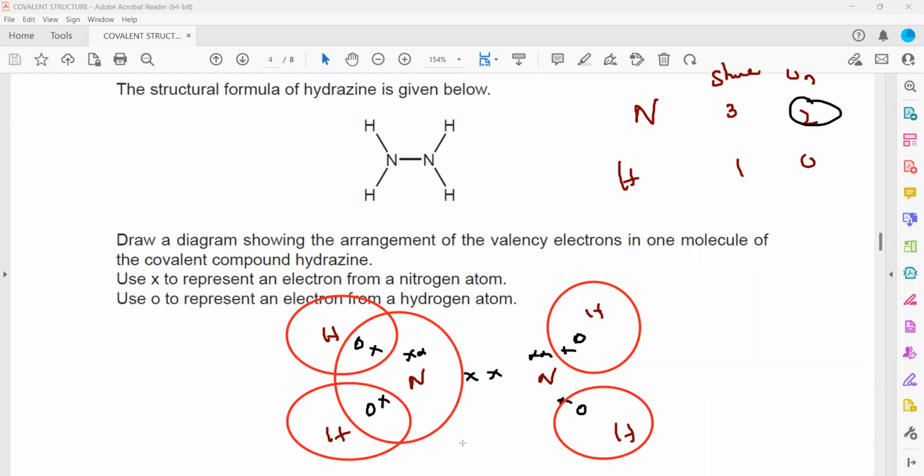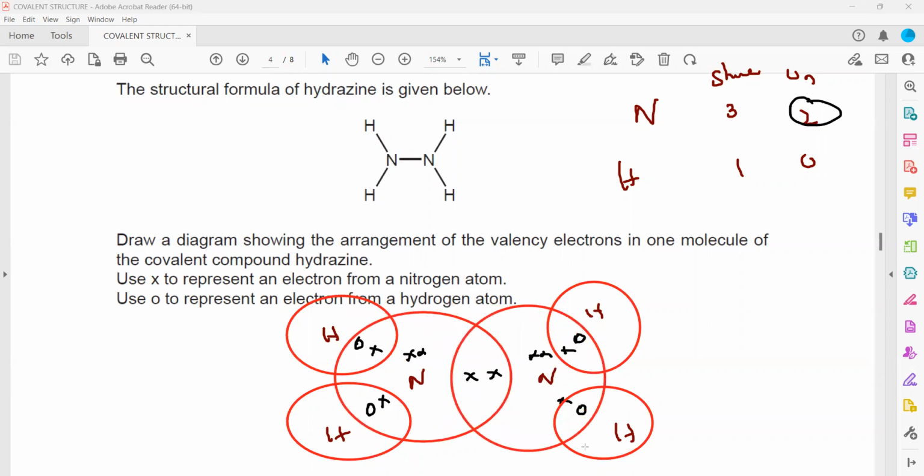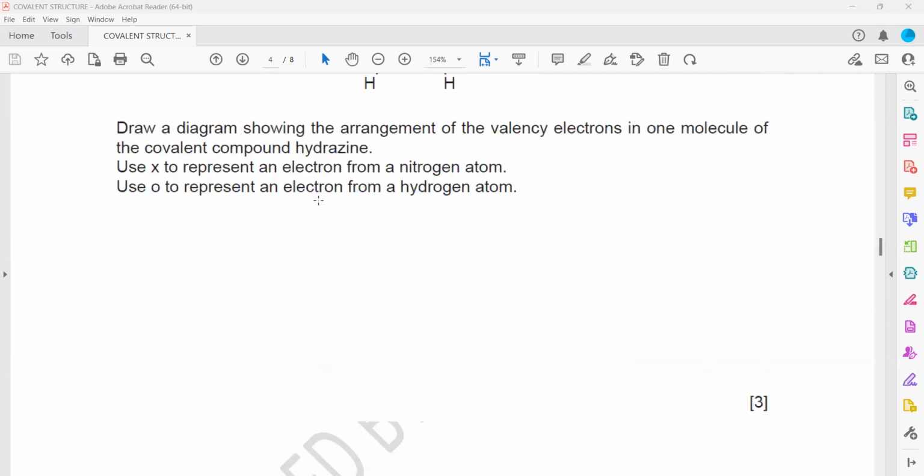Nitrogen 1, 2, 3, 4, 5, 6, 7, 8. And 1, 2, 3, 4, 5, 6, 7, 8. So this is the structure of hydrogen. Depending on the group the element belongs to, that is the number of electrons it will share.